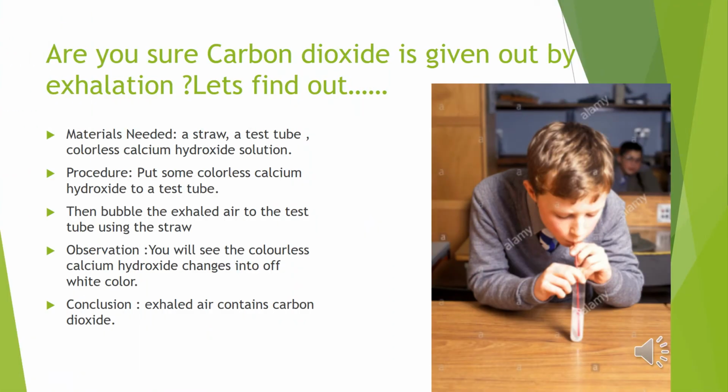Okay, now how do you know that carbon dioxide is the gas that is evolved when we exhale? So we are going to do a small activity to test whether it is carbon dioxide which we exhale. Okay, so the materials that you need for this are a straw, a test tube, and colorless calcium hydroxide solution. The procedure or the method that we are going to do is, you have to take some colorless calcium hydroxide into a test tube. Okay, it will be like a liquid.